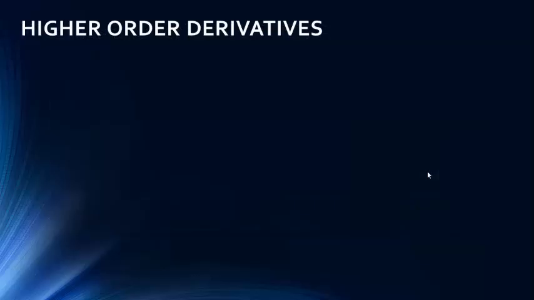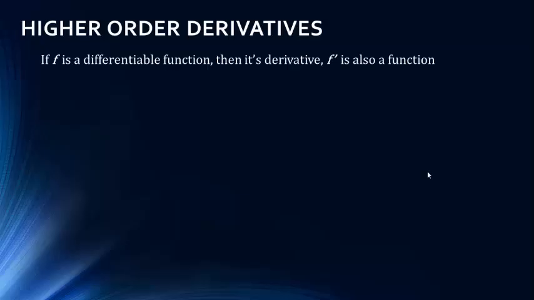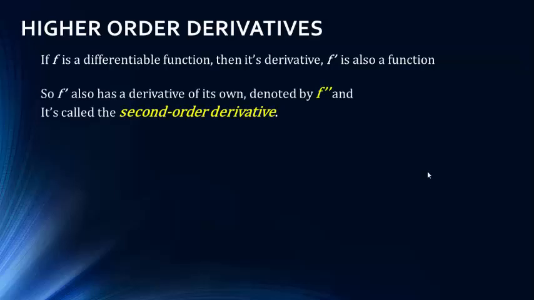One of the last things we're going to look at in this section is something called higher order derivatives. And so remember, if f is a differentiable function, then its derivative, which we annotate by f prime, is also a function. So the derivative of f is also a function. And since it is a function, it can have a derivative of its own. So since f prime is a function, it can have a derivative itself, and this is denoted by f prime prime. And this is called the second order derivative of the function f.